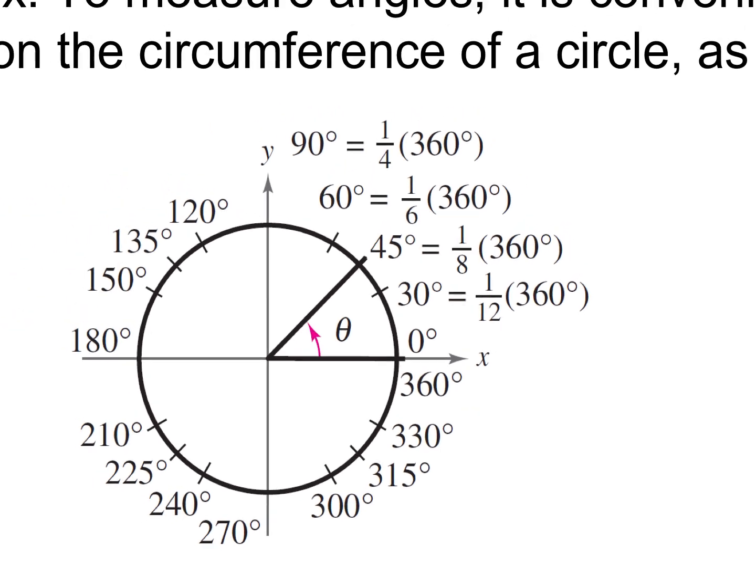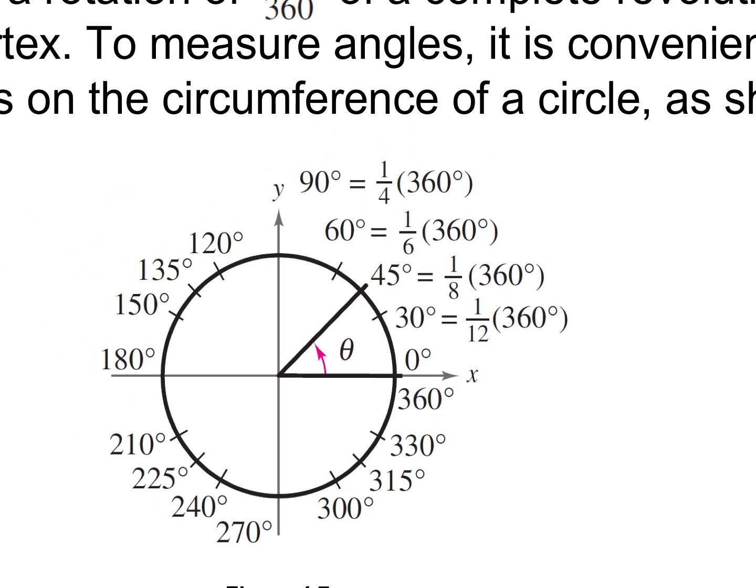You guys also should know our special right triangles. We're going to talk about those, but our 30, 60, 90s, and our 45, 45, 90. That's going to come back to us. We're going to talk about right triangle trig in section 4.3, but those special right triangles are going to come back to us. We'll talk about that later.